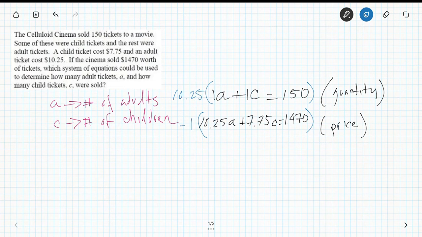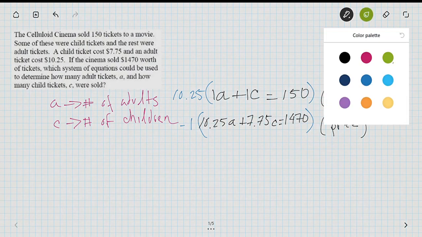Now one question I get a lot is, how do you know which one gets the negative? It really doesn't matter which one gets the negative as long as one is positive and one is negative. Okay, so now let's go ahead and distribute.